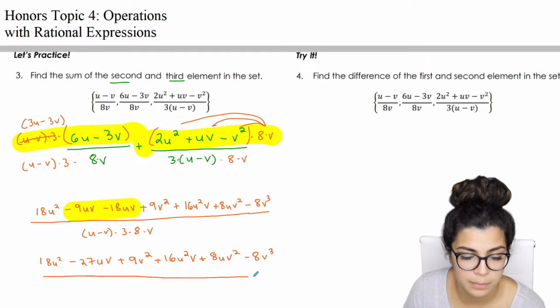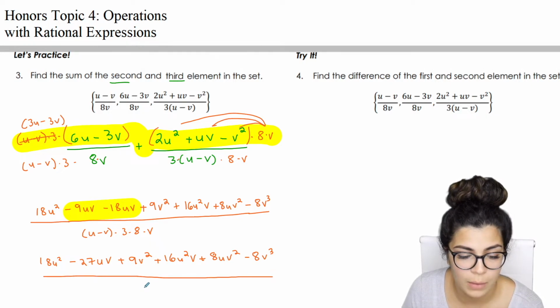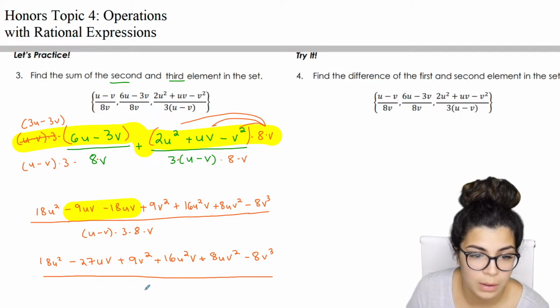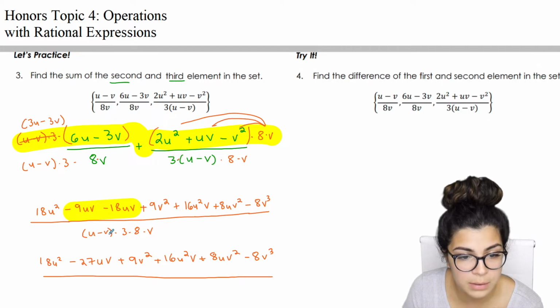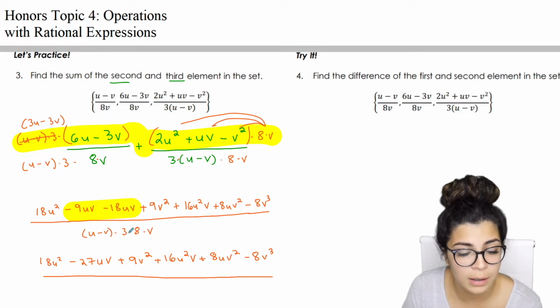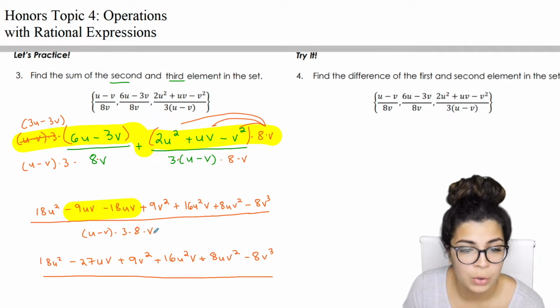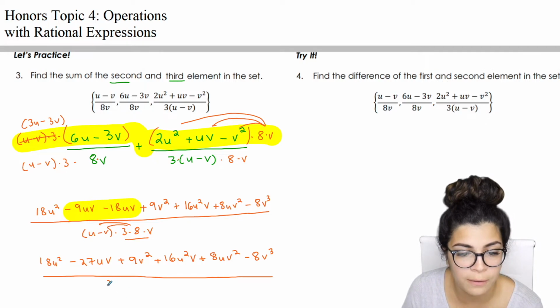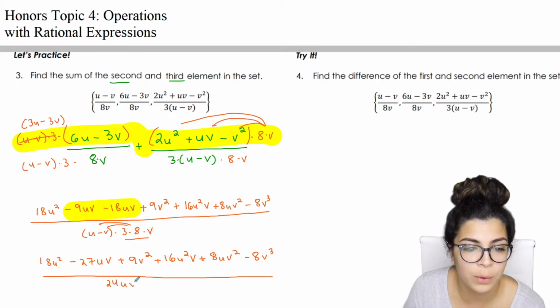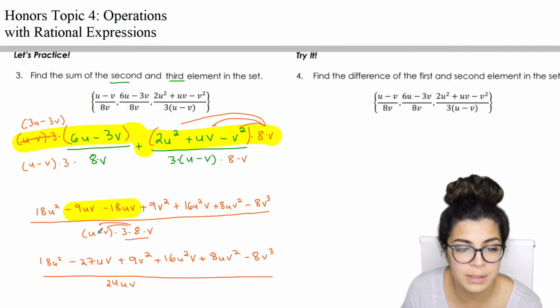Denominator is u minus v times 24v. So let me multiply that in. 24v times u would be 24uv, and 24v times negative v would be negative 24v squared.